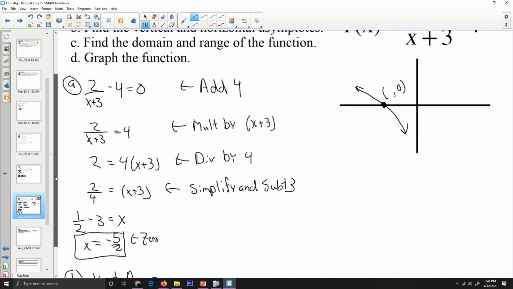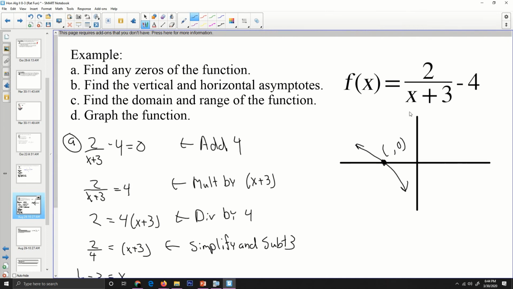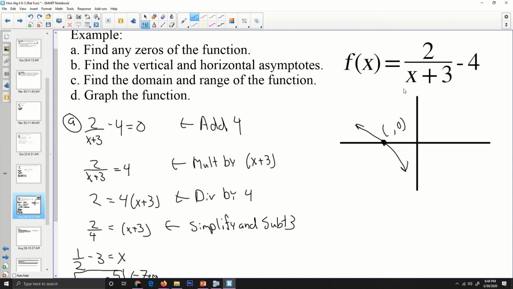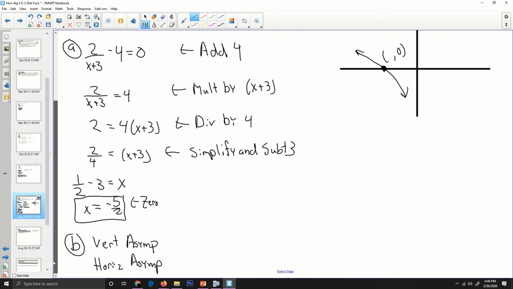Okay, so the vertical asymptote, again, it's going to be where I have a division by 0. It's going to be x equals negative 3. So when I plug in negative 3, I get a division by 0. So my vertical asymptote is x equals negative 3.